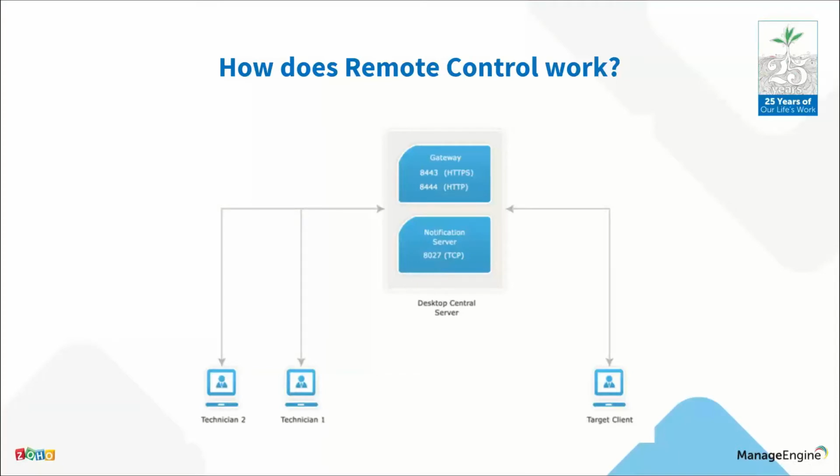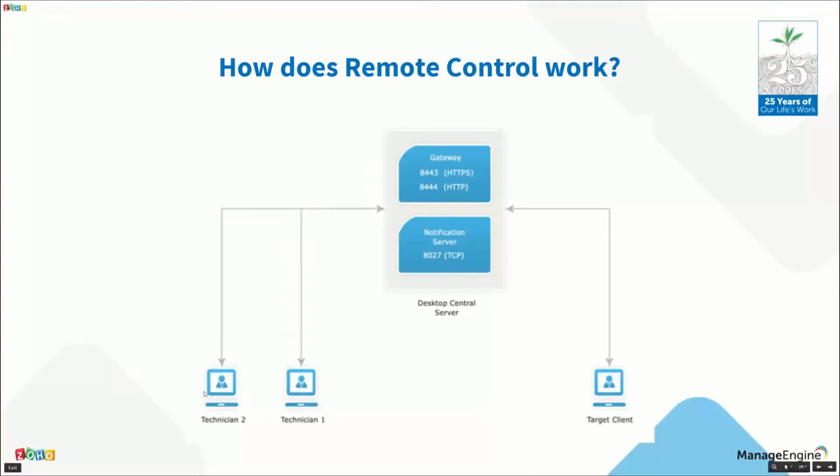service. This remote control service captures the images and sends them to the Desktop Central server. The gateway component that you see here will forward these images to technician 1. So in this scenario, John was technician 1.